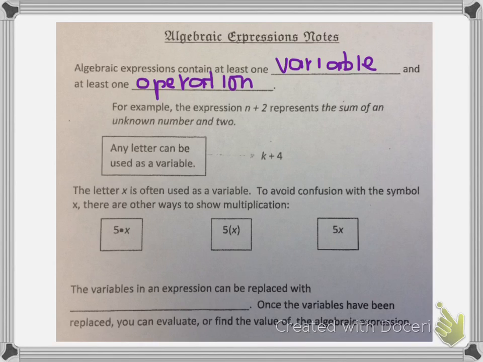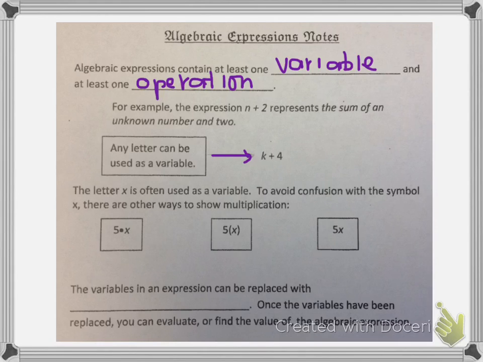Any letter can be used as a variable. For example, here we have k plus 4. K is our variable. It represents an unknown number. The letter x is often used as a variable.